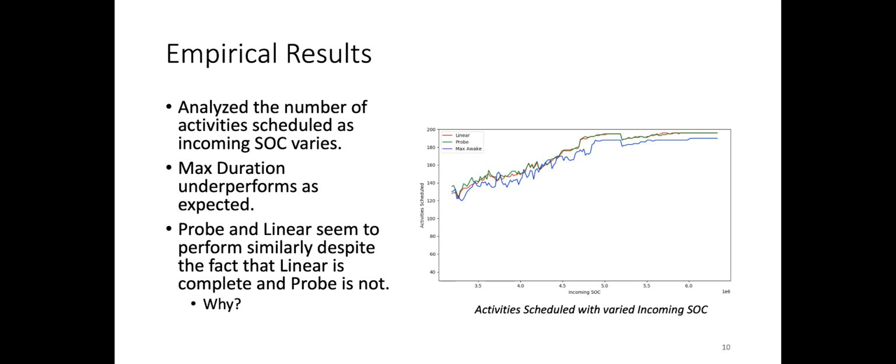And so the first thing that we notice here is the number of activities scheduled with varying incoming state of charge, which is shown at the bottom. It shows that max awake or max duration is actually strictly underperforming. That's the blue line here. But the linear and probe are very similar, even though the linear is complete and the probe is not.